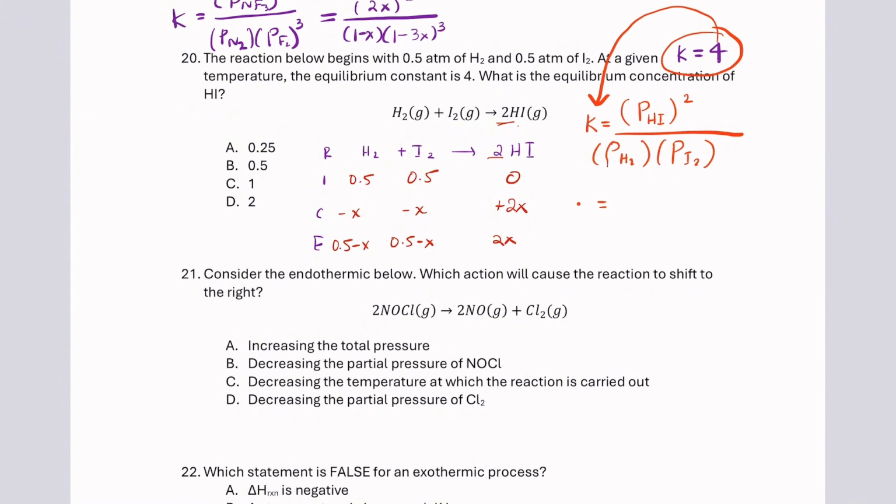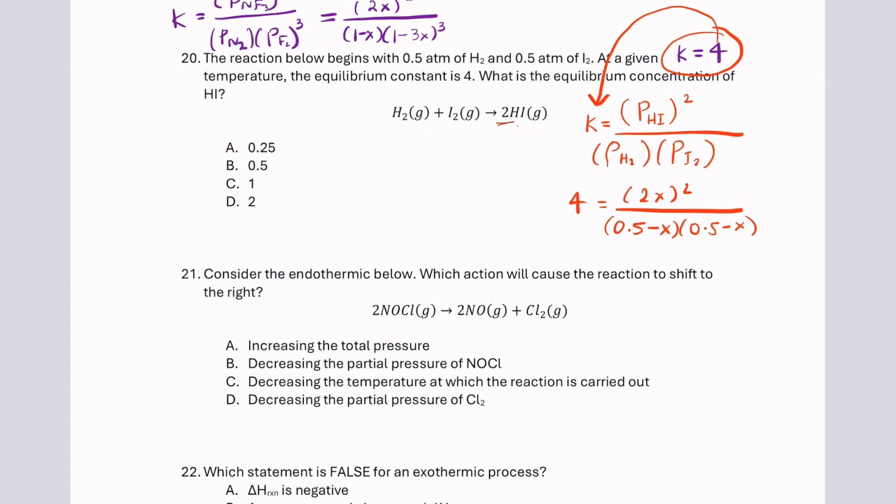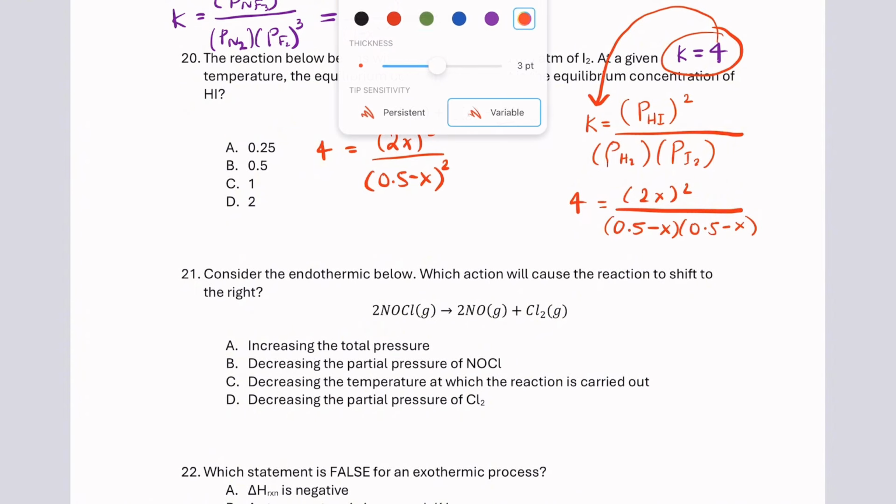Next, I'm going to substitute the equilibrium expressions into this. So K equals 4. The numerator is then going to be equal to 2x squared. The denominator is (0.5 minus x) times (0.5 minus x), which is the same as just writing (0.5 minus x) squared. So I have 4 equals 2x squared divided by (0.5 minus x) squared.